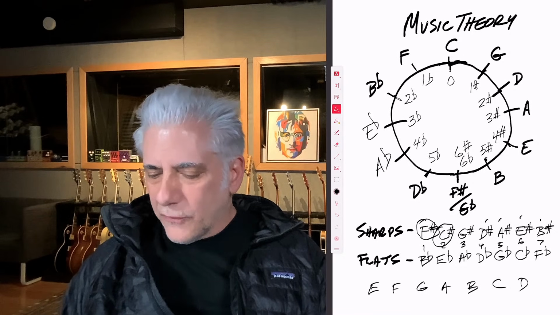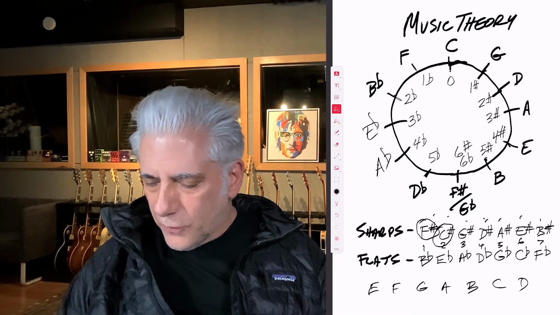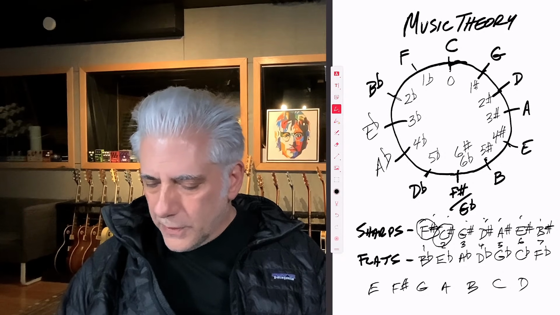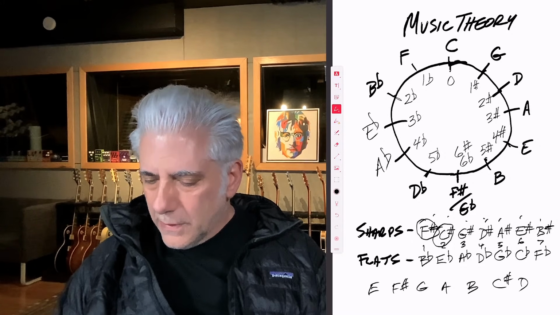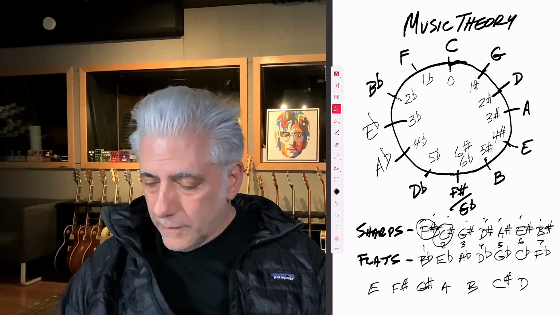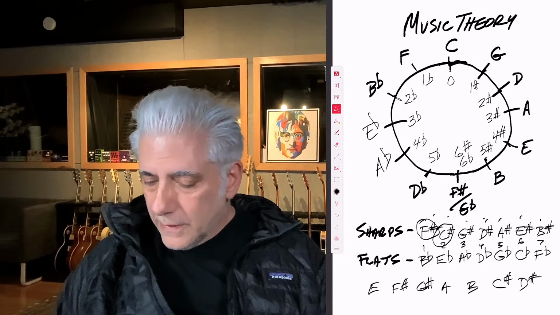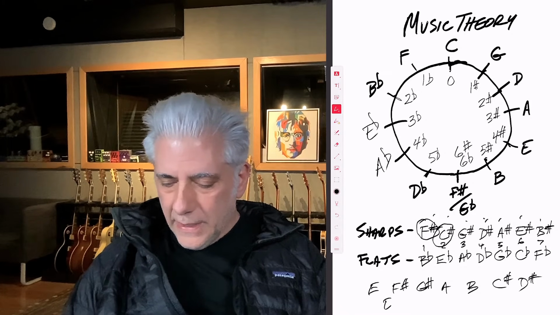So you take the first 4 sharps: 1, 2, 3, 4. F sharp, C sharp, G sharp, and D sharp. That's an E major scale. E major.